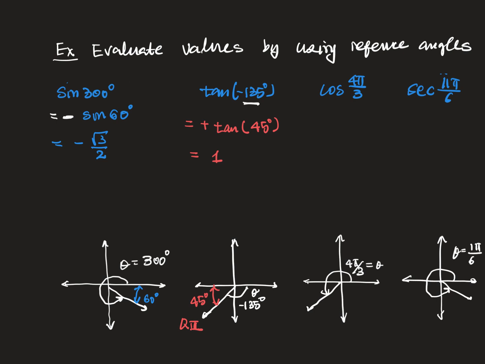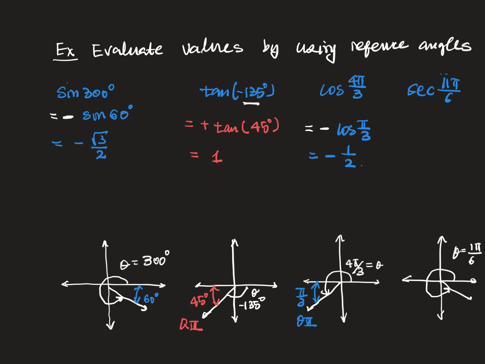Another one, 4 pi over 3. That's quadrant 3. In quadrant 3, cosine is negative. What is the reference angle? We found it here: pi over 3. So that's negative cosine pi over 3, and cosine pi over 3 is 1 over 2.